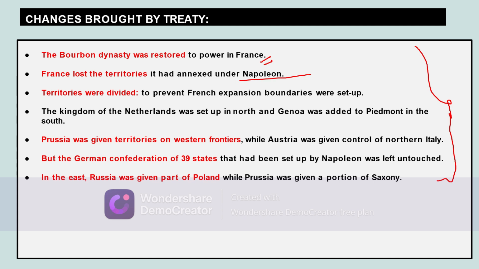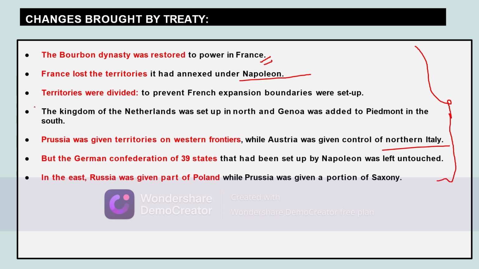Area surrounding the Poland region were taken over by Russia. The Kingdom of the Netherlands was set up in the north, and Genoa was added to Piedmont in the south. Prussia was given territories on western frontiers, while Austria was given control of northern Italy. But the German Confederation of 39 states that had been set up by Napoleon was left untouched. In the east, Russia was given part of Poland, while Prussia was given a portion of Saxony.